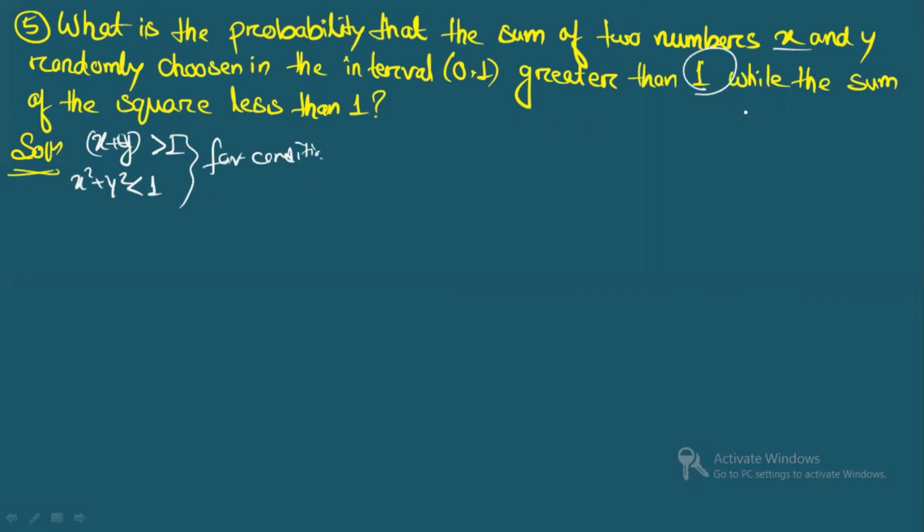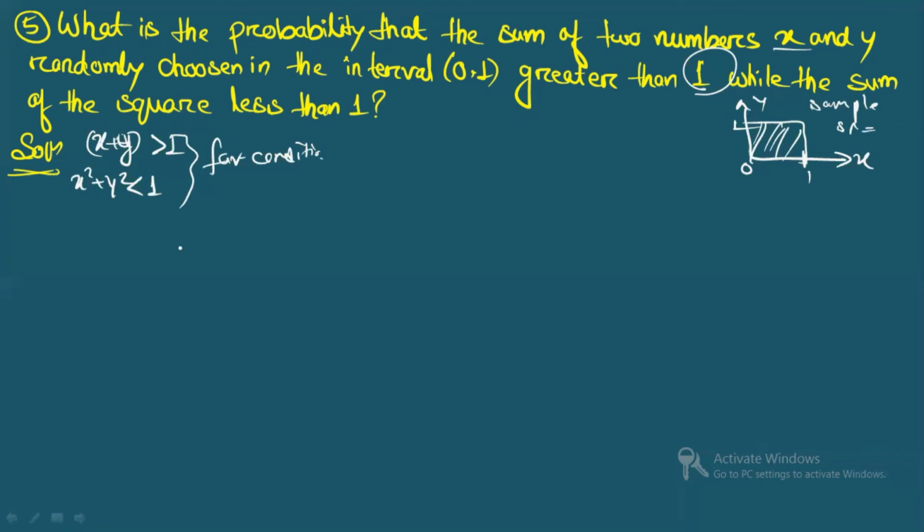So here in the question, suppose this is x, this is y, right? x is within the interval 0 to 1, that is, x and y can take any value between 0 and 1. So this is the sample space. This can be 0 to 1, this can be 0 to 1. The sample space is equal to the square of side A.